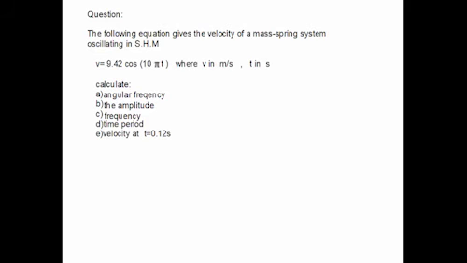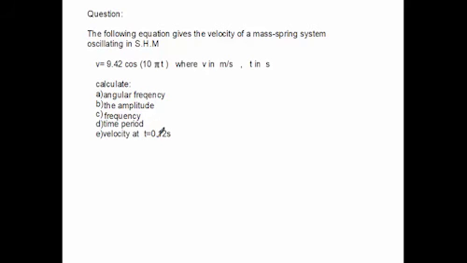The following equation gives the velocity of a mass spring system oscillating in simple harmonic motion. So we have this equation where v is in meter per second, t in second. We are asked to calculate the angular frequency, the amplitude, frequency, time period, and velocity at t equal to 0.12 seconds.